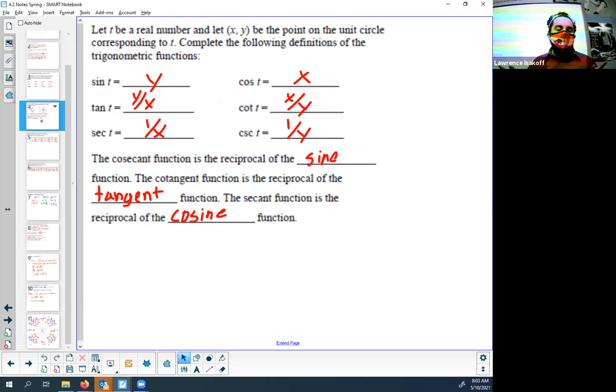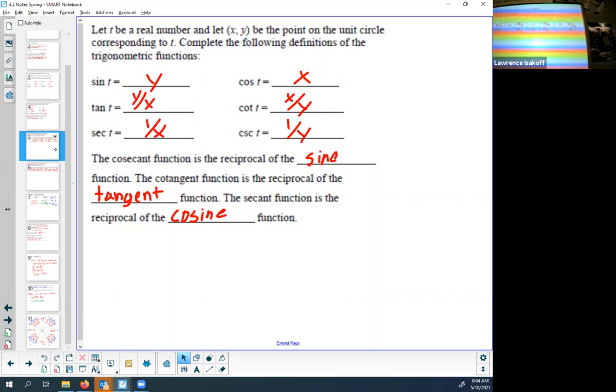Tangent would be y over x because tangent is defined as sine over cosine. Cotangent is the reciprocal of that, so that's x over y. Secant is the reciprocal of cosine, so that's 1 over x. Cosecant is the reciprocal of sine, so that's 1 over y. So that is that.